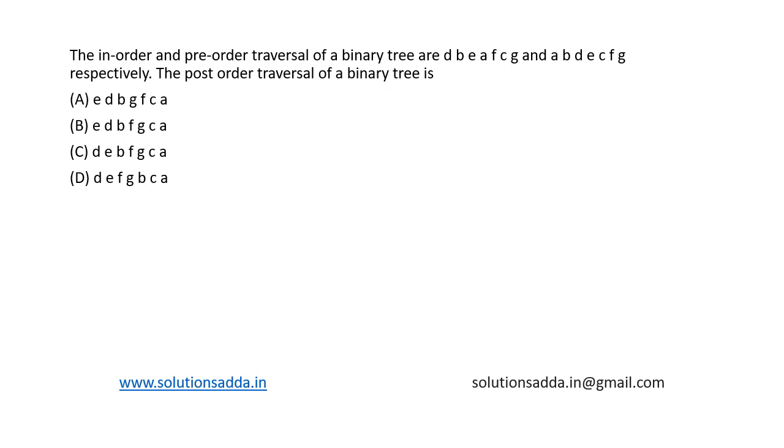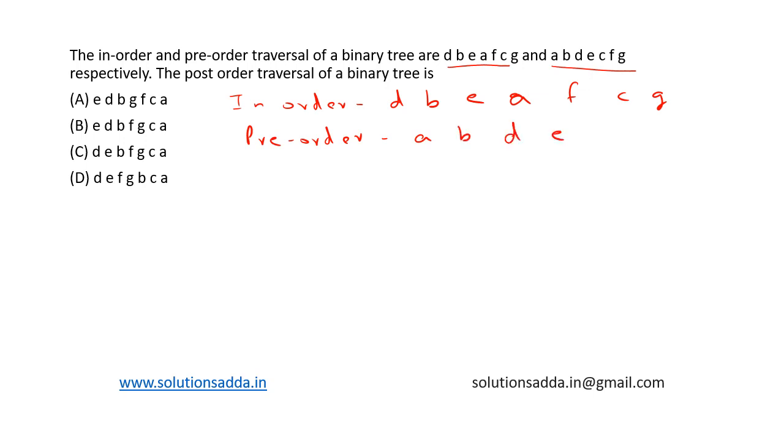This is a question from data structures. The in-order and pre-order traversal of a binary tree are given. The post-order traversal of this binary tree is? So let's first write the in-order: D, B, E, A, F, C, G, and the pre-order is equal to A, B, D, E, C, F, G.